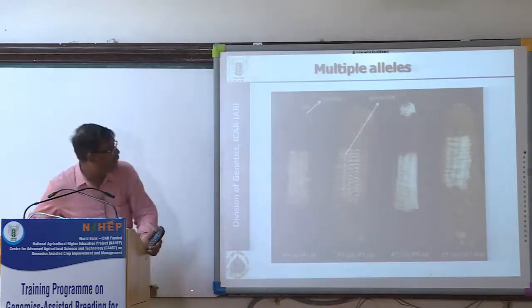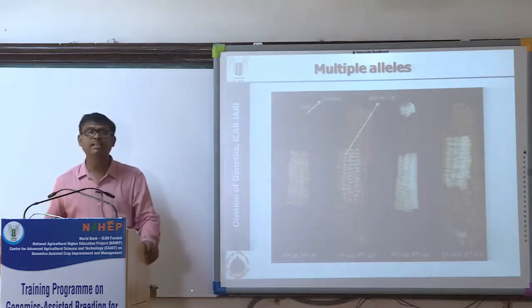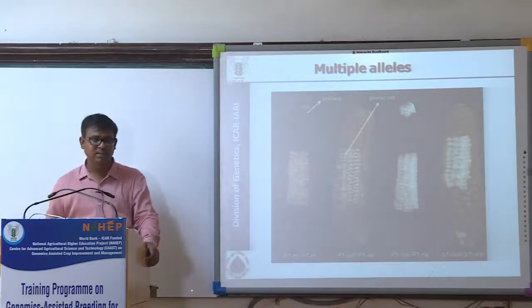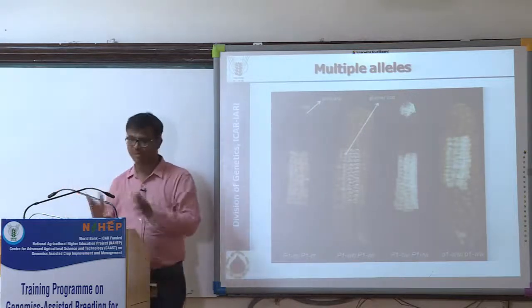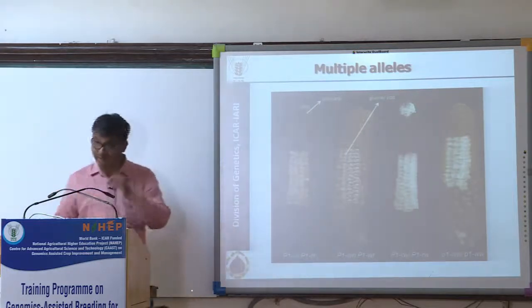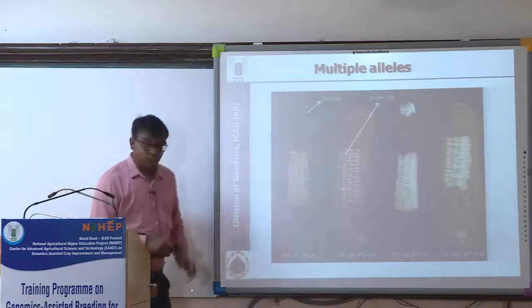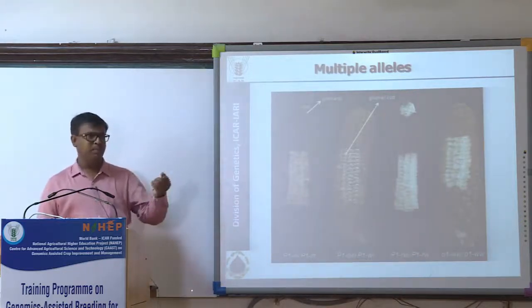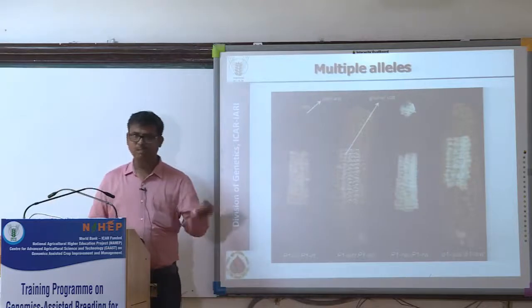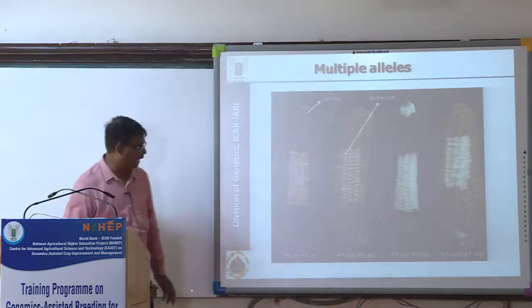Now another is multiple alleles. What is the example we always give on multiple alleles? It is the ABO blood group, and so on and so forth. In maize, we can show it. Although it is a diploid organism, multiple alleles means we have to consider a population. In a population, we have to see how many alleles are segregating.